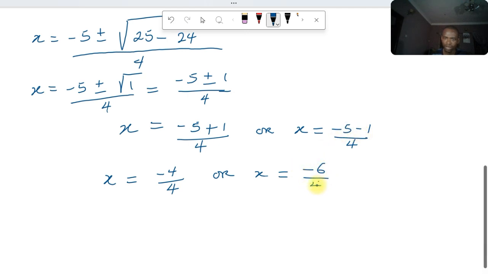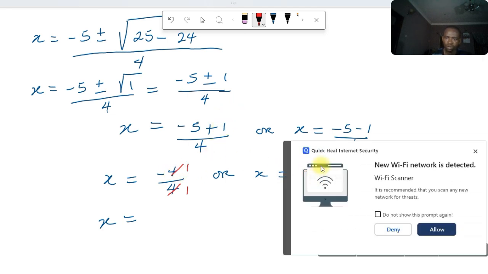Then by the time you divide by 4, you have x equals... in this case, 4 will go into 4 once, and 4 will go into 4 here also once. So in this region, that's what we have. Now let's move to the other side here.